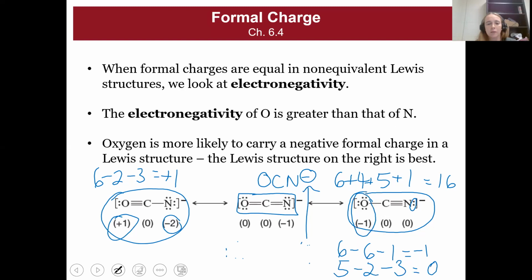So instead of doing this nice equal sharing like we did with carbon dioxide, in the cyanate ion we take 2 lone pairs from nitrogen and make a triple bond to carbon and leave oxygen alone. Okay, cool. That was a lot, sorry.